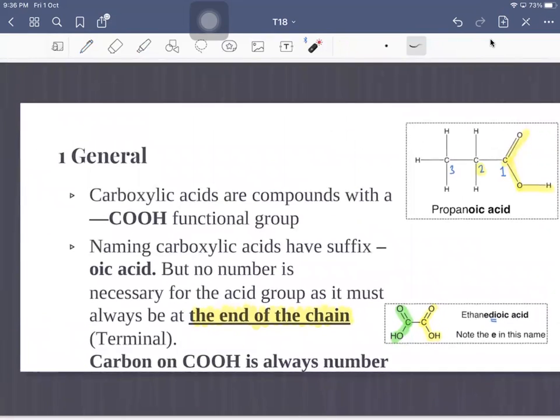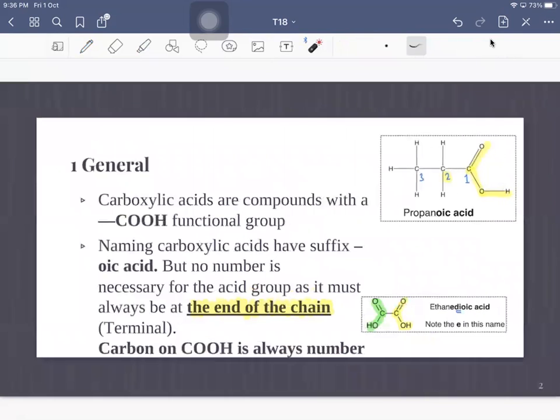So that's what I mean by the carbon of COOH is always number 1. I believe. What does it say on the notes? Always number 1, yeah.